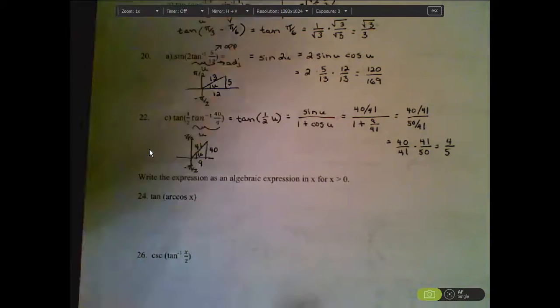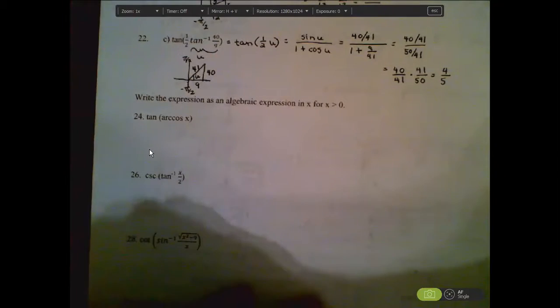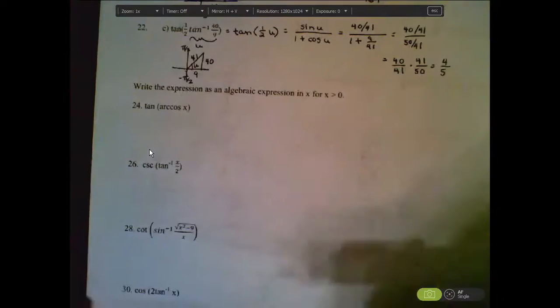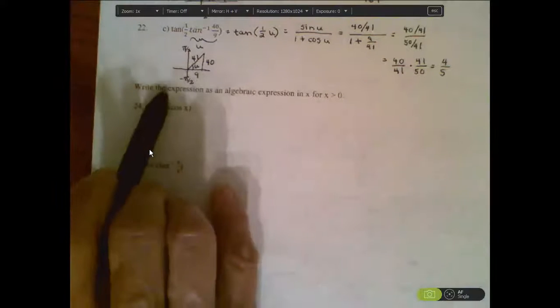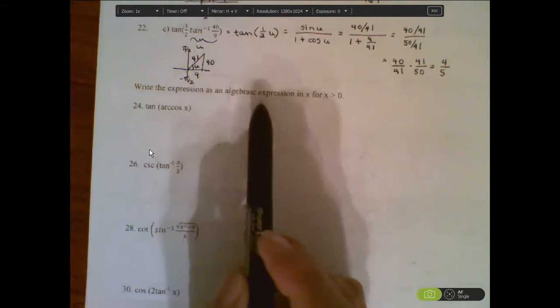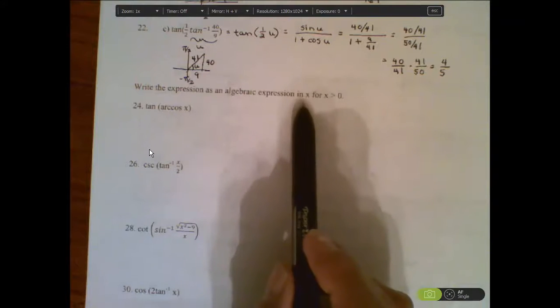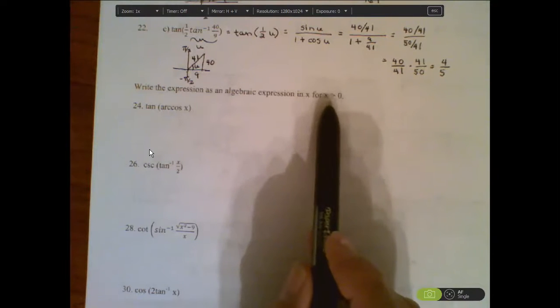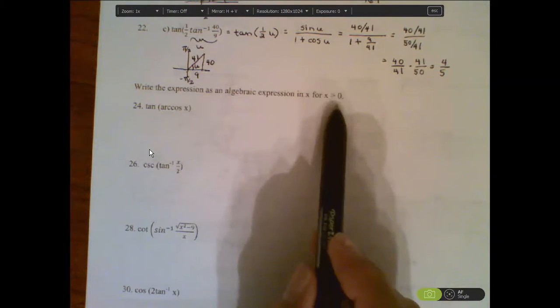All right. Last thing in 6.6, and closing in on the end of pre-calculus. Let's talk about these problems that say, write the expression as an algebraic expression in x for positive x's, x's that are greater than 0.